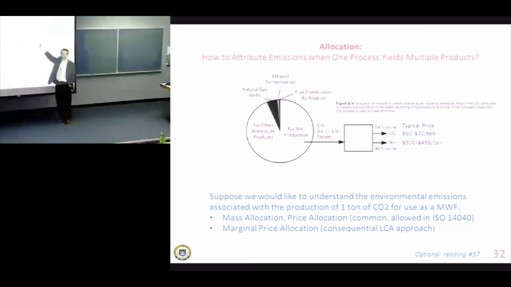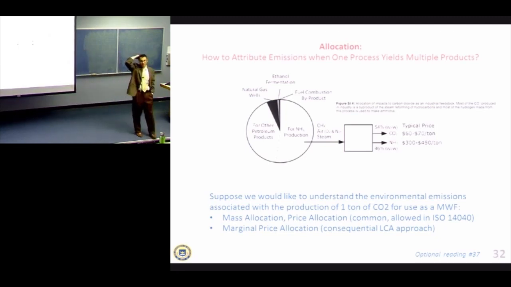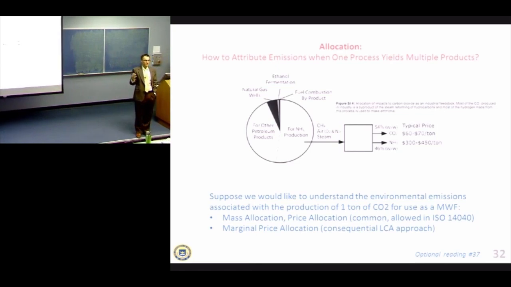So let's go back to CO2 as an example. I'm going to make a cutting fluid based on carbon dioxide. We'll talk about that later in the term. I need that CO2. But CO2 is not something I make on its own, right? CO2 exists in the atmosphere. I could come up with a machine to take that CO2 right out of the air. But that's kind of silly, right? Because there's CO2 everywhere. You make ethanol, you get CO2. You drive a car, you get CO2. You make ammonia, fertilizer, you get CO2. Natural gas, you get CO2, right?